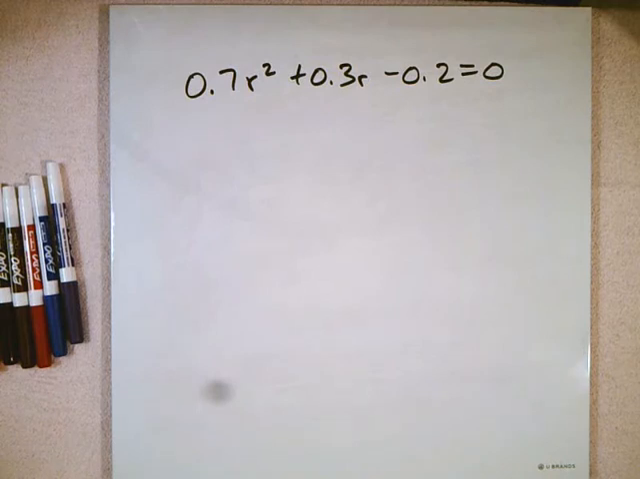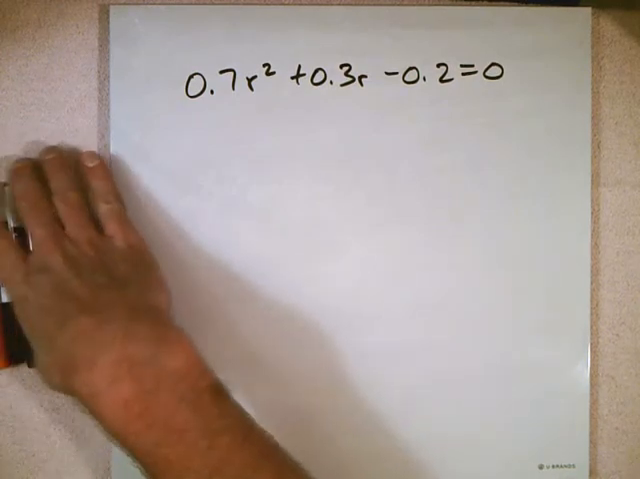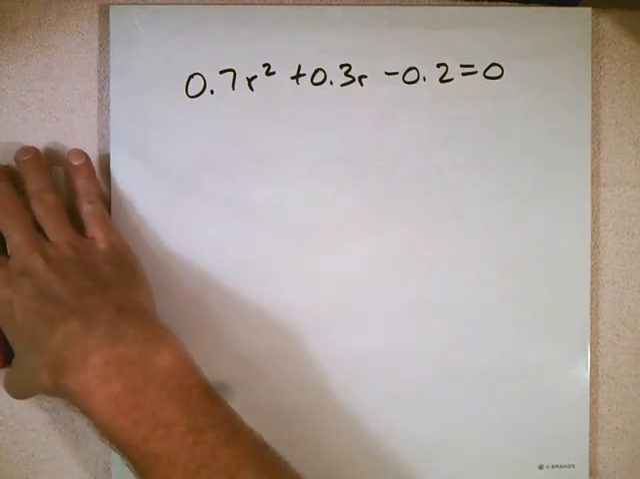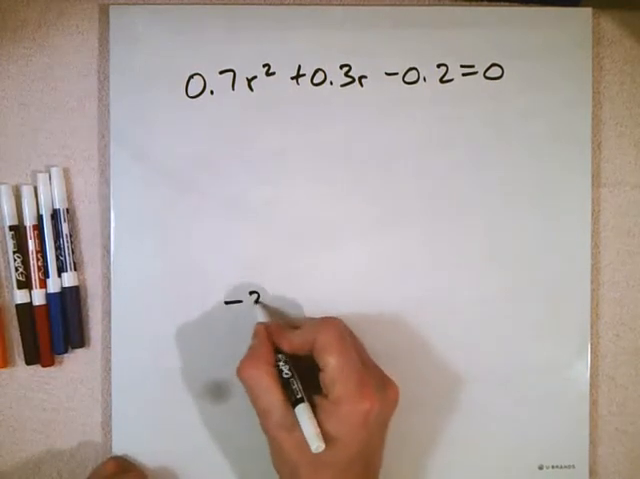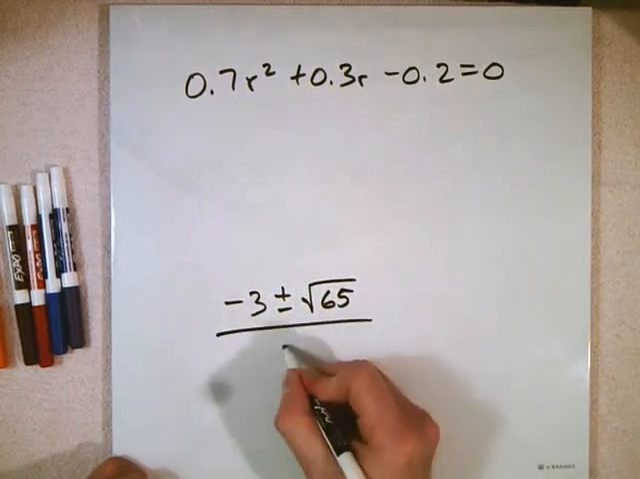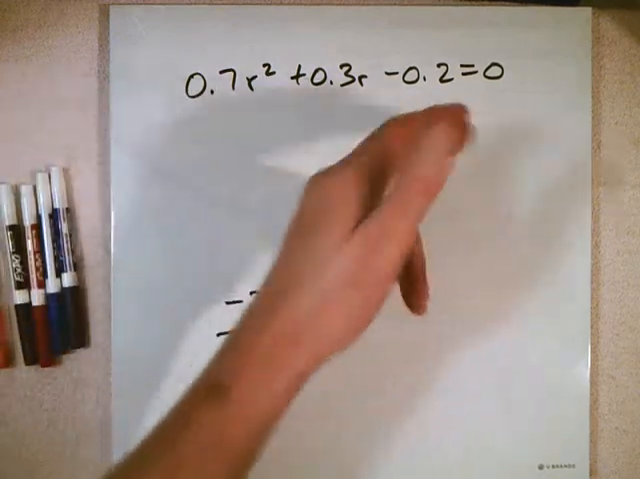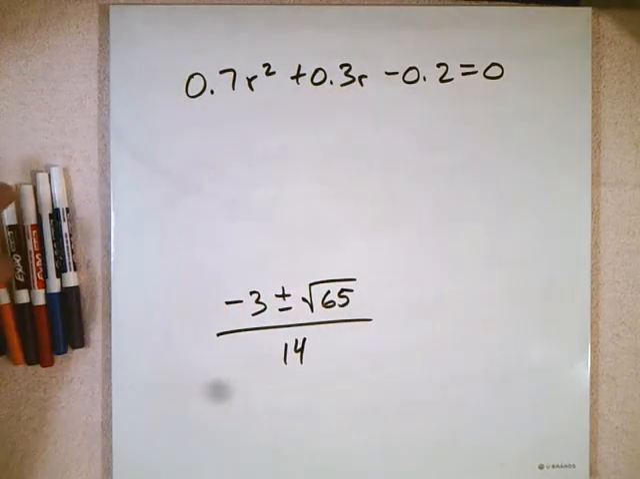However, if you want the exact value, in this case, here's what the exact value for this equation looks like. In the end, the exact solution ends up being -3 plus or minus the square root of 65 over 14. If you want an answer like that, you're not going to get it by plugging decimals into the quadratic formula. So what do you have to do? You got to get rid of the decimals. Multiply, in this case, by 10, sometimes by 100, whatever it takes.